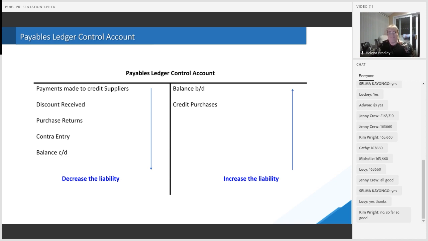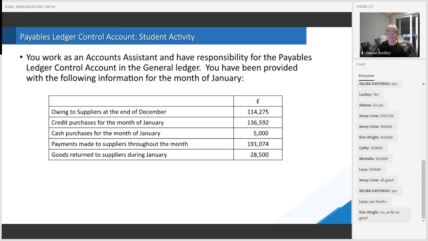Okay, let's have a look at a question. So we work as an accounts assistant, a similar theme to before here, and we have the responsibility for the payables ledger control account in the general ledger. We've been provided with the following information for the month of January, and we're asked to calculate the amount owing to our payables at the end of the month.